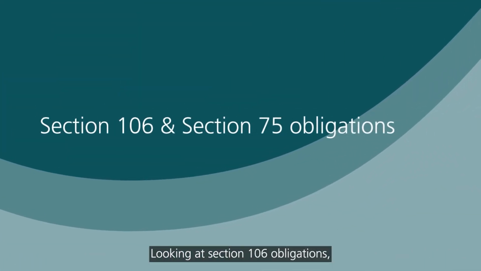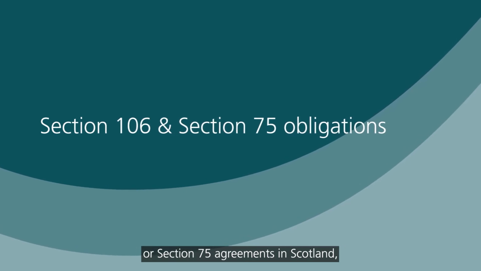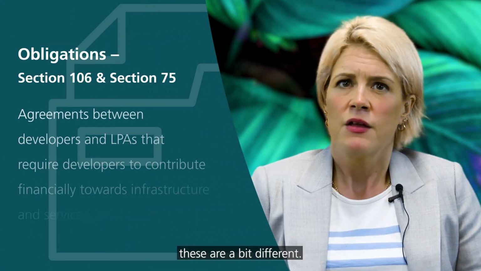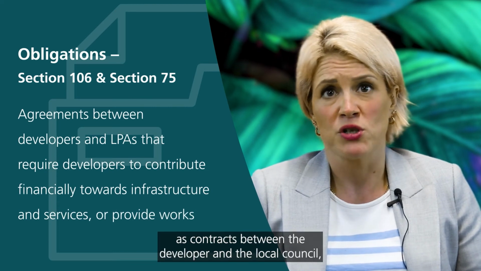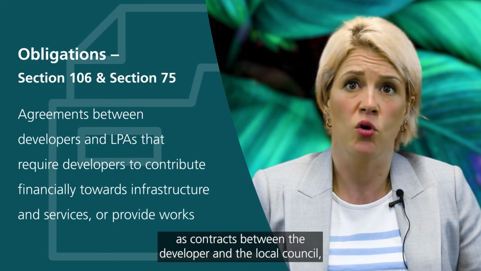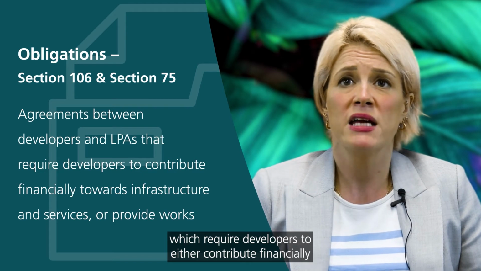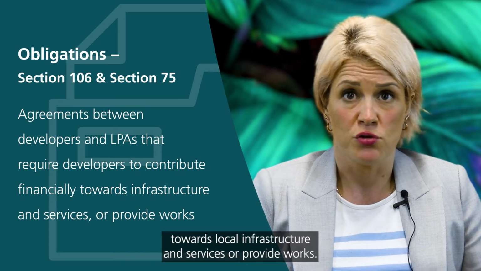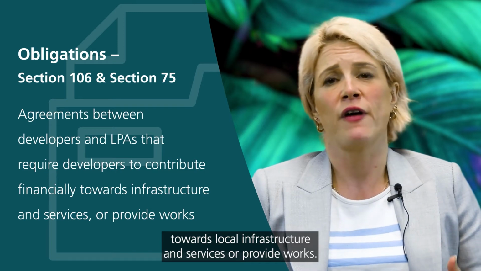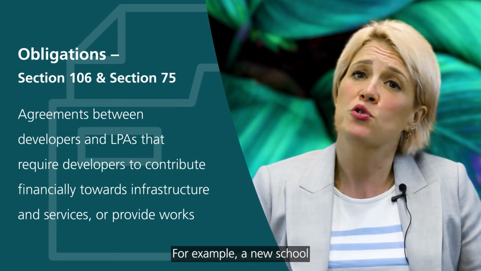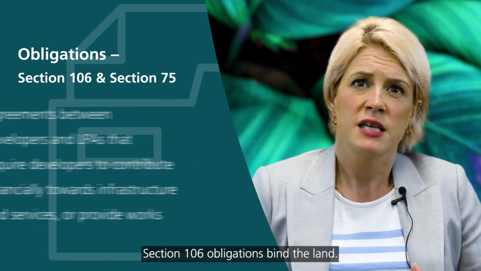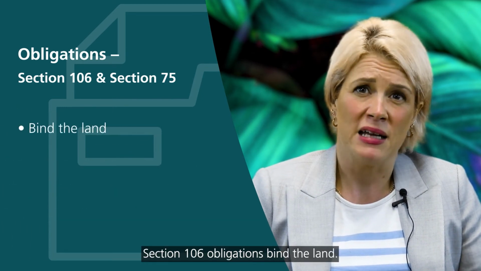Looking at Section 106 obligations or Section 75 agreements in Scotland, these are a bit different. They're formal agreements that are drawn up as contracts between the developer and the local council, which require developers to either contribute financially towards local infrastructure and services or provide works, for example, a new school or community hall to serve a residential development. Section 106 obligations bind the land.